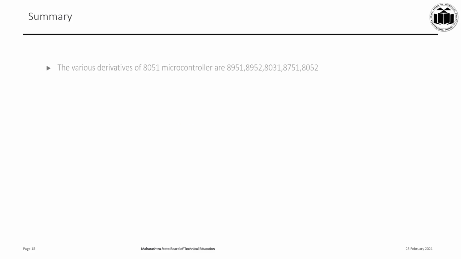Let us summarize. The various derivatives of the 8051 microcontroller are 8951, 8952, 8031, 8751, 8052. We saw the features of all the derivatives of the 8051 and we made a comparison of all the derivatives based on certain parameters like memory, timers, interrupts, ROM memory, data memory, and so on.